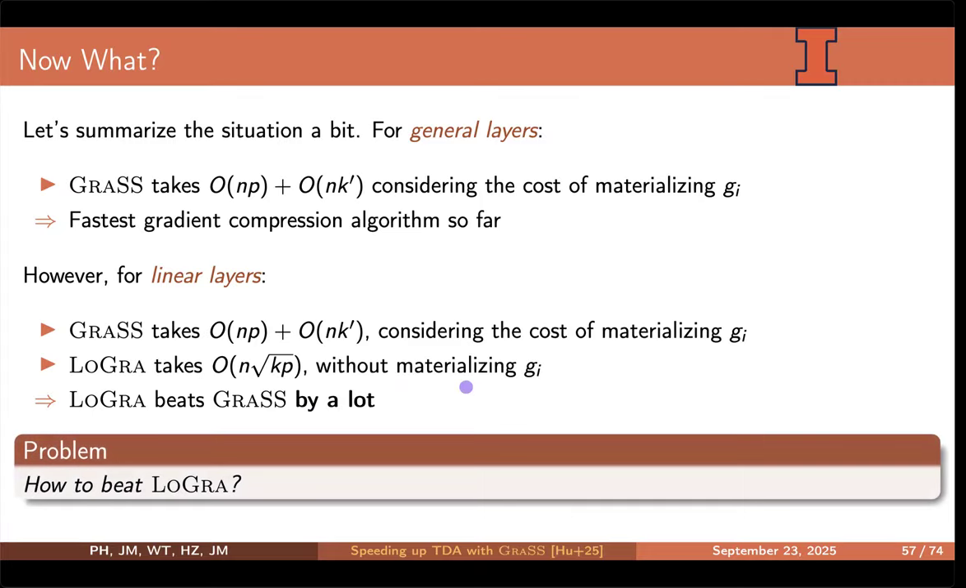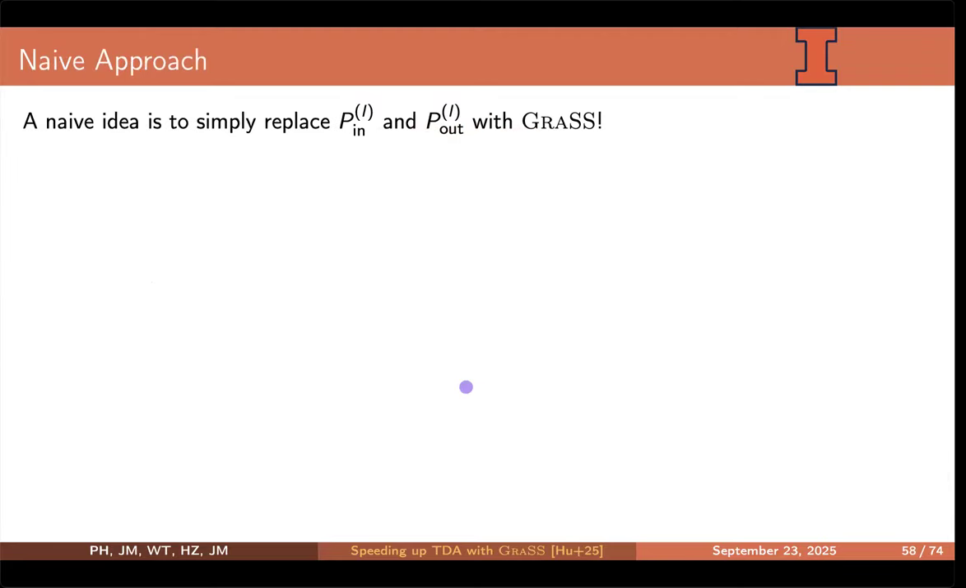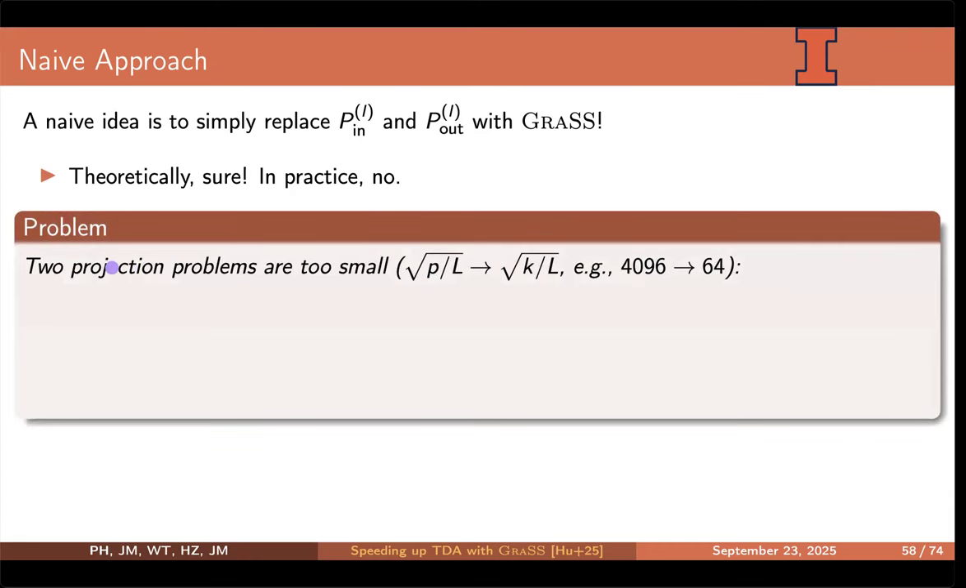So the next natural question to ask is, what if we just focus on linear layers? Can we beat LoGra? A naive idea, if you pay attention to this point, you should probably think about: what if we just replace the random projection they use in the factorized projection with GraSS? The answer is, theoretically yes, we are going to get some speedup, but in practice, no. And to see why, it is because the two projection problems are too small. Remember, the two projection problem is taking factors of size square root of p over L down to square root of k over L.